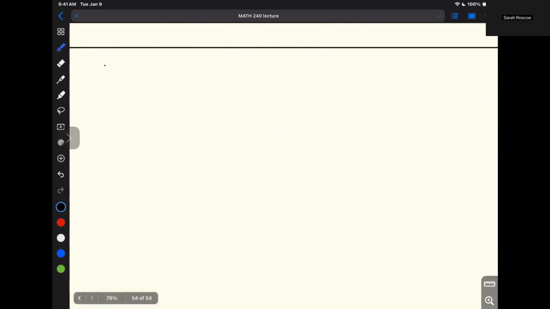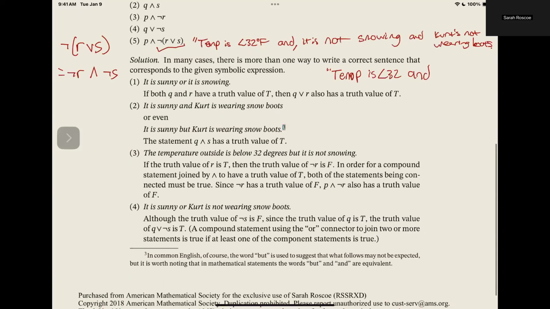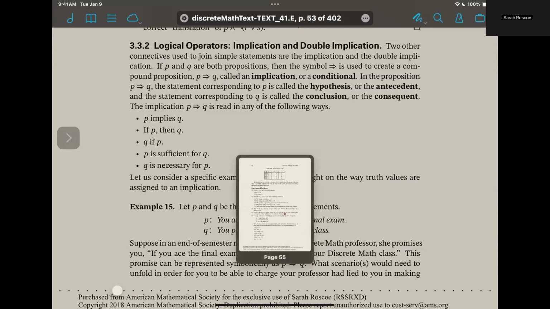All right, more. Let's see. I want to show you this table. Let's see, that's over here, and it's on page 45. And so we've got to scroll a little bit.